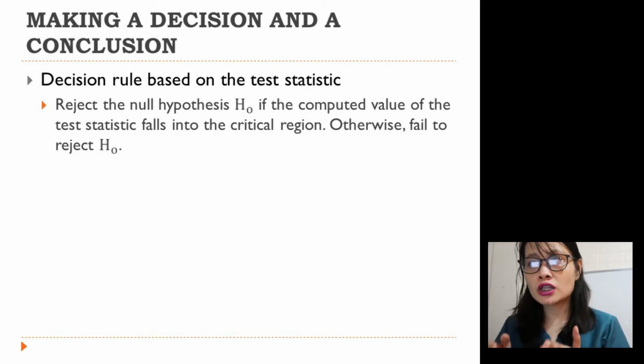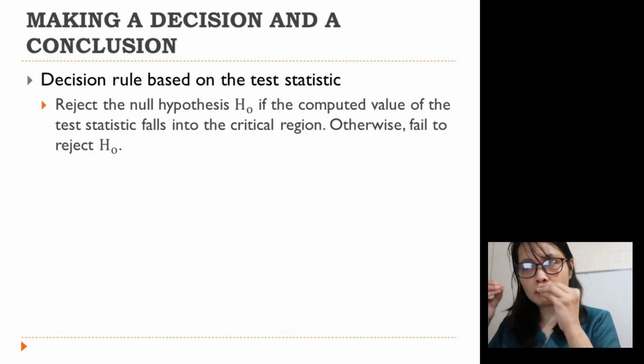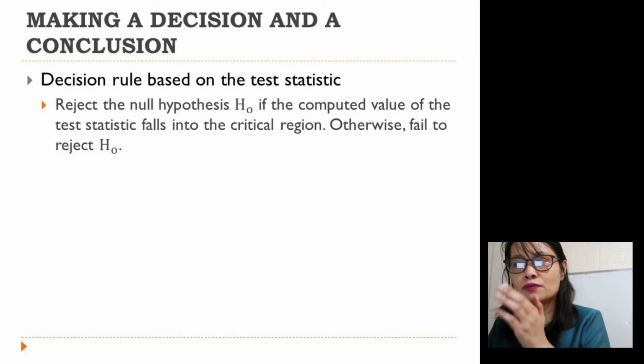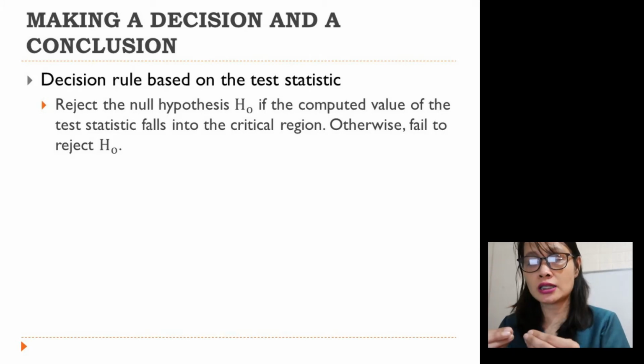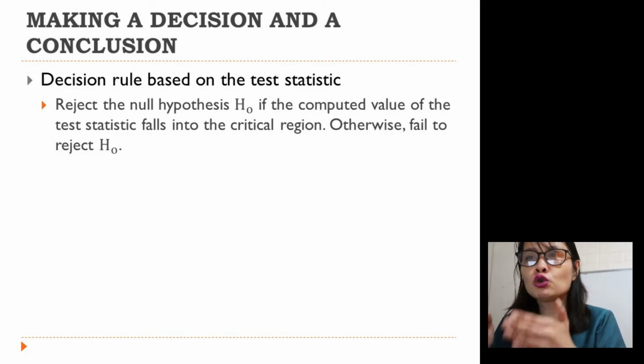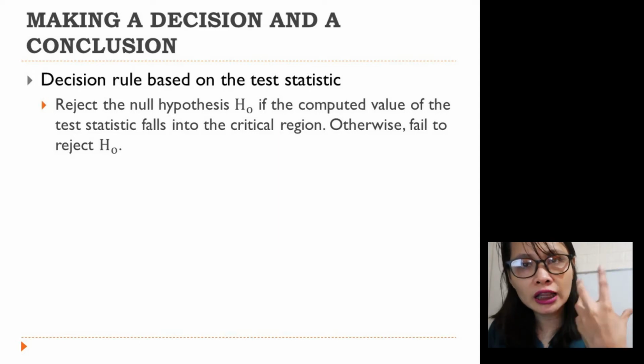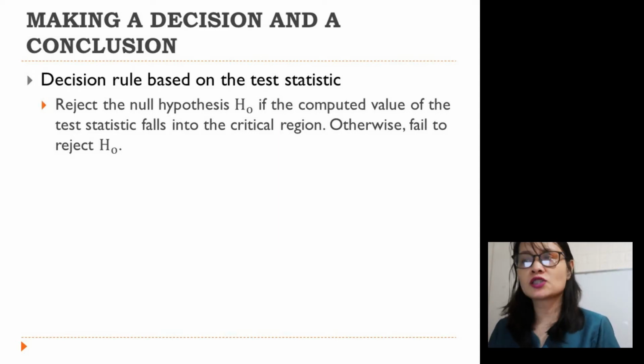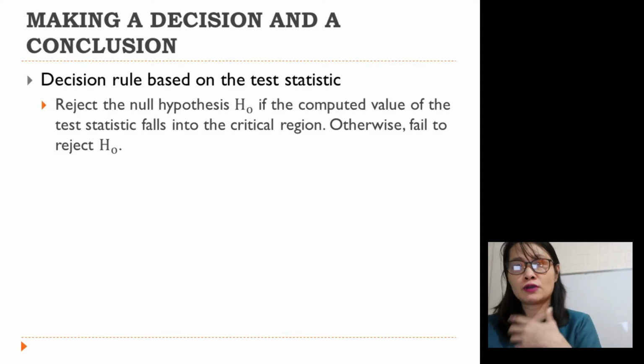Reject the null hypothesis, H sub O, if the computed value of the test statistic falls into the critical region. Kung nandun sa critical region. Otherwise, fail to reject it. Fail to reject H sub O.